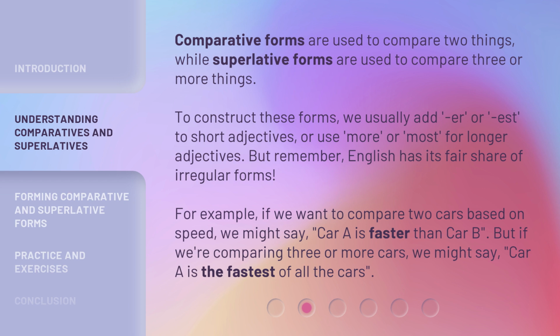For example, if we want to compare two cars based on speed, we might say, car A is faster than car B. But if we're comparing three or more cars, we might say, car A is the fastest of all the cars.